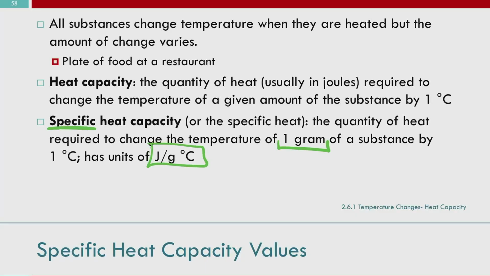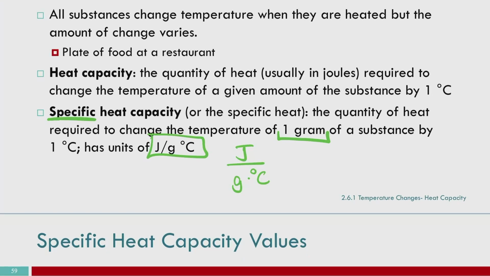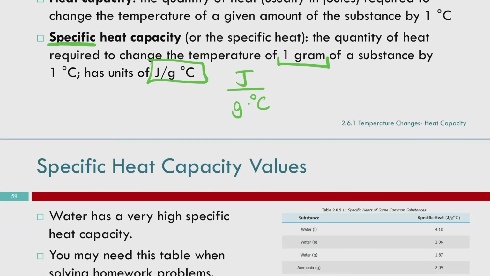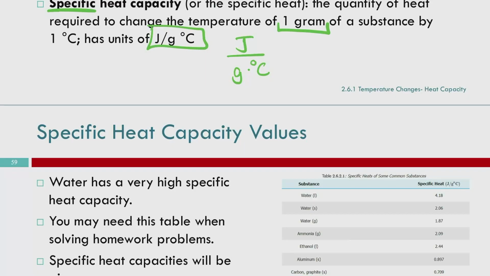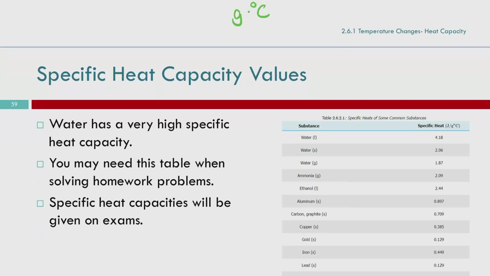This is going to have units of joules per gram degrees Celsius. This is joules over grams times degrees Celsius. Even though it might look like we're multiplying by the degrees Celsius, it is on the bottom. So that's an important note when we do calculations with specific heat capacity. Here are some examples of specific heat capacity values.